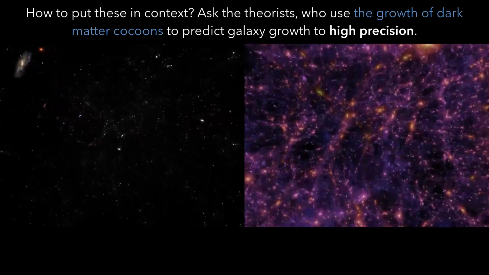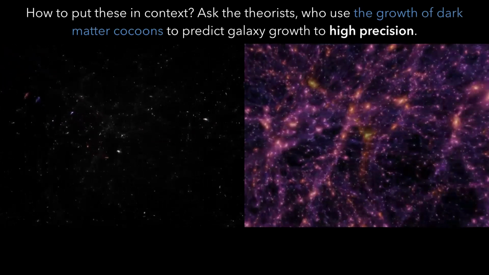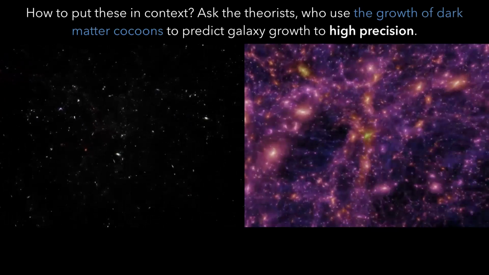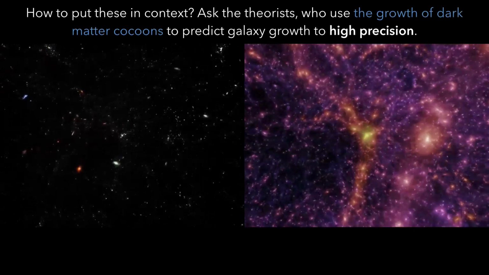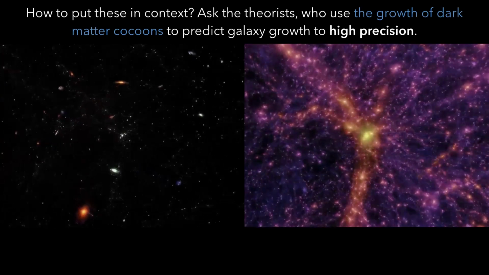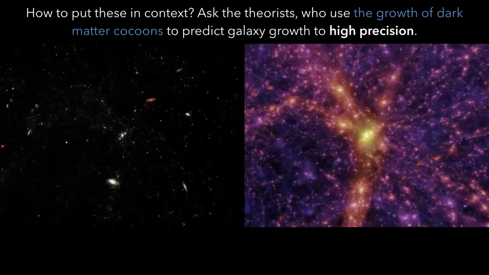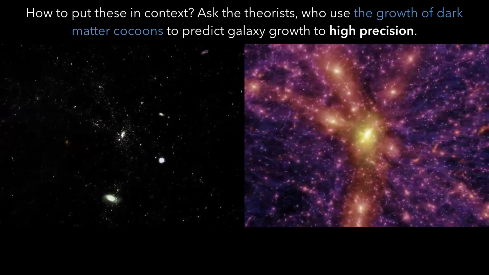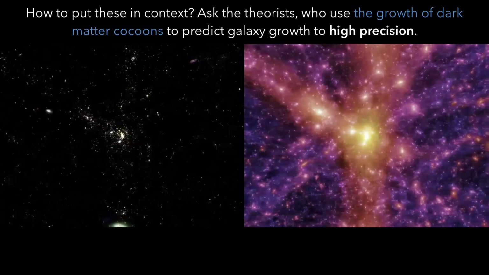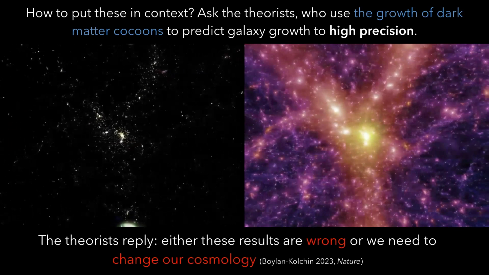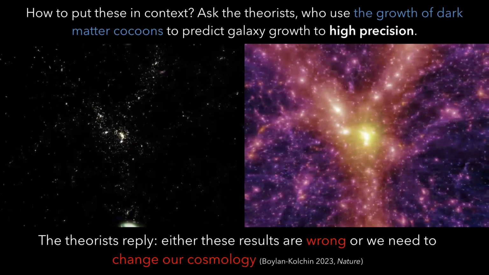We asked the theorists. The theorists are very smart. They know how galaxies grow. It doesn't really matter what the stars are doing. What really matters is the dark matter cocoons that these galaxies grow in. How quickly can the dark matter build? And so they have a pretty good sense of when galaxies should grow, and that's what everyone was thinking would happen. So they went to the theorists and said, hey, these things are way too big. Can you help us explain it? And the theorists replied, well, you're totally wrong, or we broke the universe. If one of these things is true, we're wrong, or we need to change the cosmology of our universe.